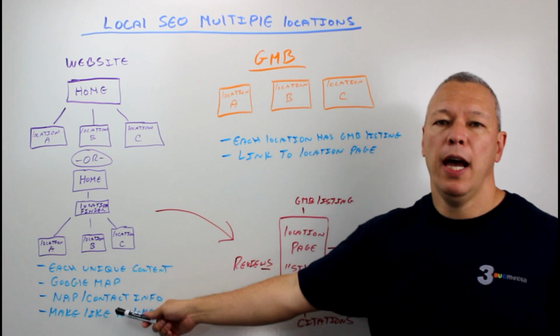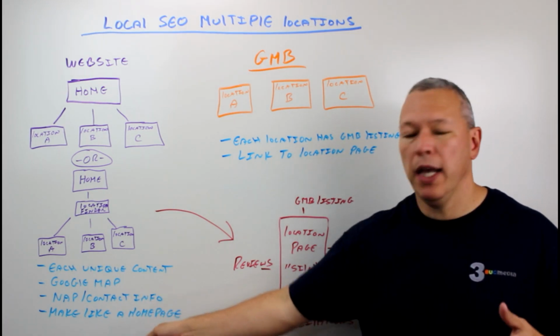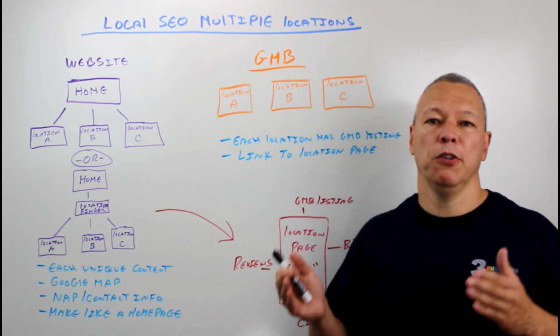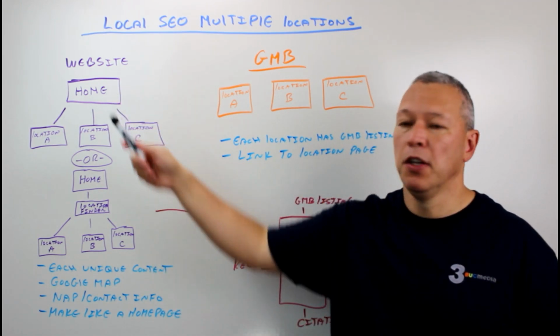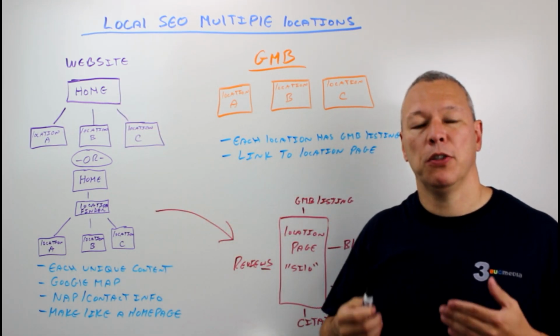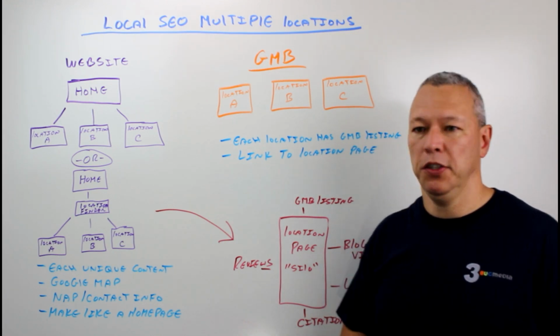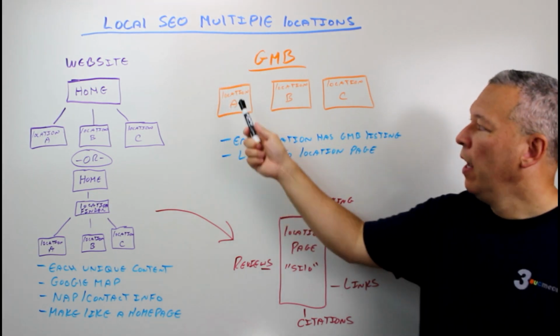Make sure you include NAP: your name, address, phone number, contact information, and make it look like a homepage, because with this strategy we're going to be sending users a lot of the time directly to the location page, bypassing the homepage. So make sure it looks nice and make sure it has the necessary information for somebody to make a decision.